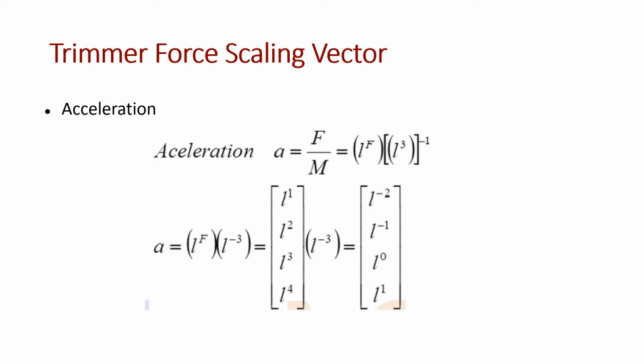First of all, we will take acceleration. Acceleration A equals force by mass. Now, force can be represented using the force scaling vector L raised to F, and mass is proportional to volume, which is proportional to L cube. So, mass L cube coming to the numerator side becomes L raised to minus 3. So, in total, we will get acceleration A equals L raised to F into L raised to minus 3. Now, you replace L raised to F by the force scaling vector consisting of the 4 components.